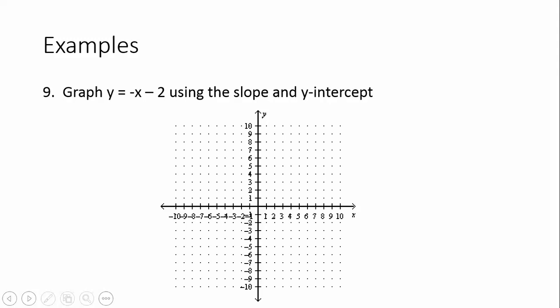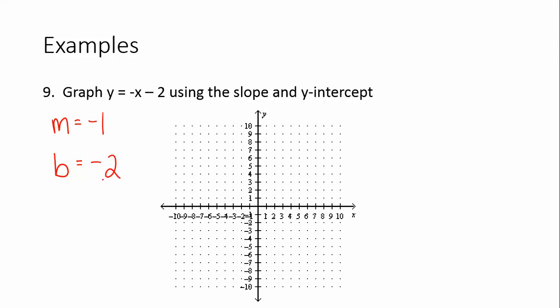Let's look at another one. We have y equals negative x minus 2. We want to state the slope and the y-intercept first. The slope, again, is the number in front of the x. Hopefully you're saying negative 1. And the y-intercept is the number that's added or subtracted in the back, negative 2.